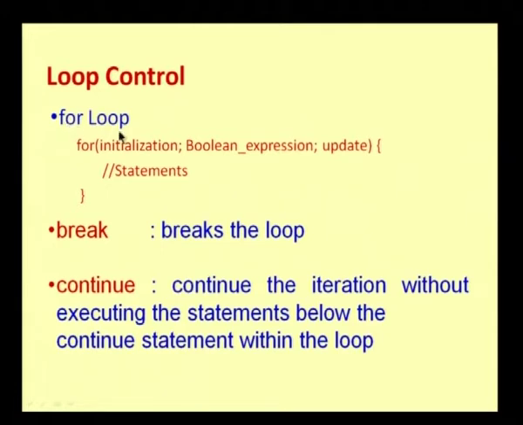A for loop has an initialization, a Boolean expression, the update that needs to be done for each loop execution, and the set of statements that need to be executed. We have the statements break and continue. The break statement is used to break out of the for loop we are currently in, and the continue statement continues the iteration without executing the statements below the continue statement within the loop.